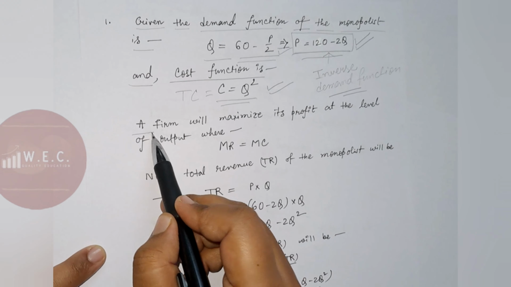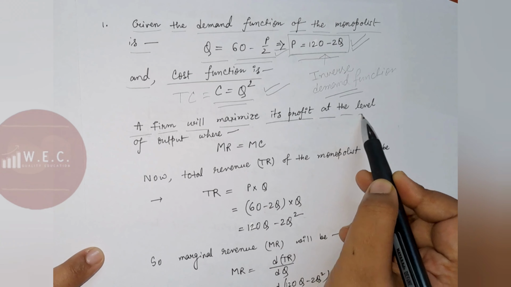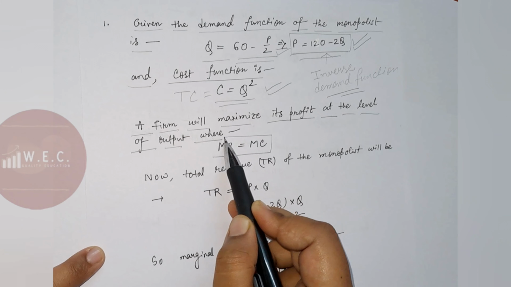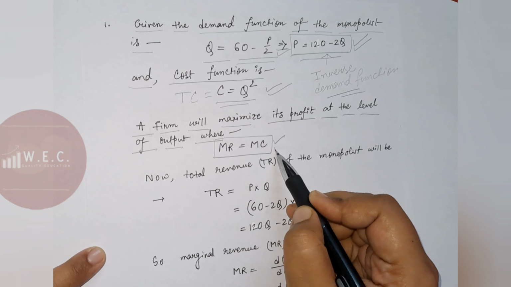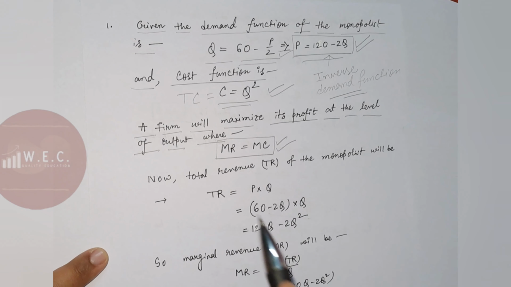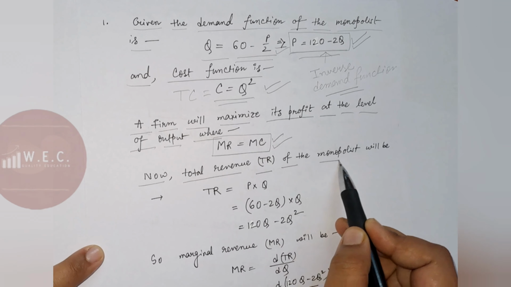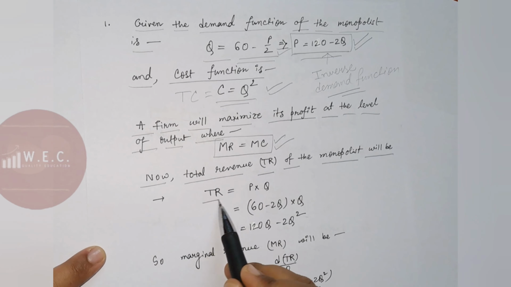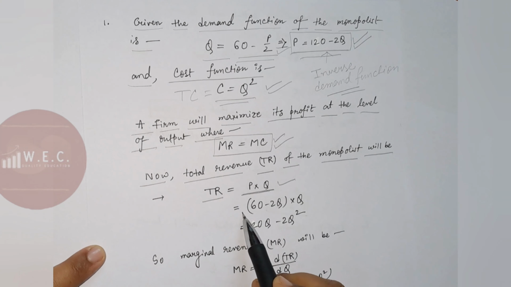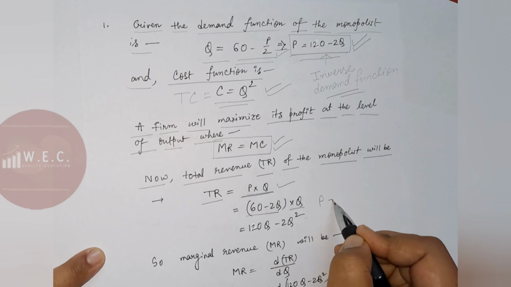Now a firm will maximize its profit at the level of output where MR equals to MC. We all know the profit maximizing condition, the first order condition of profit maximization, is MR equals to MC, that is marginal revenue is equal to marginal cost. So to calculate marginal revenue and marginal cost, we first need total revenue and total cost. Total revenue TR is equal to P into Q. P you already know, P equals to 120 minus 2Q.